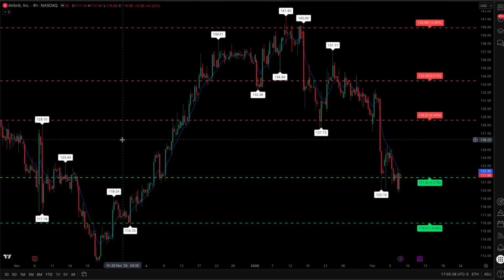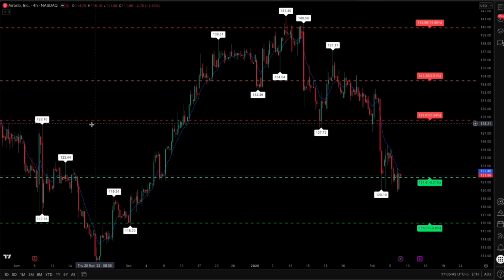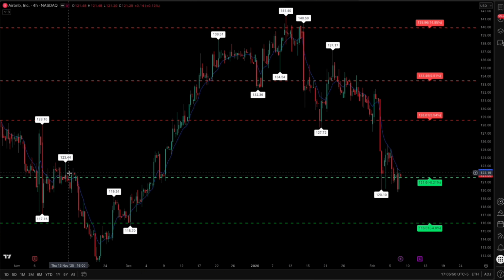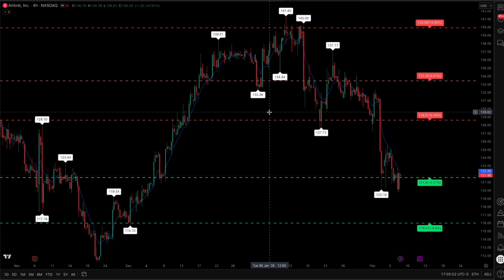This isn't about finding magic entries. This is about understanding where you are in the market so you stop forcing trades and make more educated theses towards the trades that you do take. So everything I'm about to show you is completely free, built into TradingView, and it works across swing trading, options, or just regular trading in general.